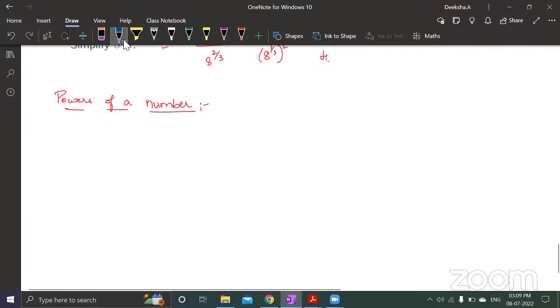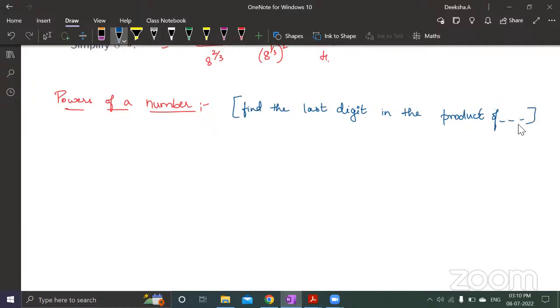Okay. In this topic, powers of a number, we need to identify the pattern of last digits for every number when we increase its power. The type of question that you will get is: find the last digit, or find the unit digit. Unit digit is nothing but the digit in the units place, which is the last digit. Find the last digit in the product of, or in the sum of. These are the kinds of questions that you will get here in powers of numbers.